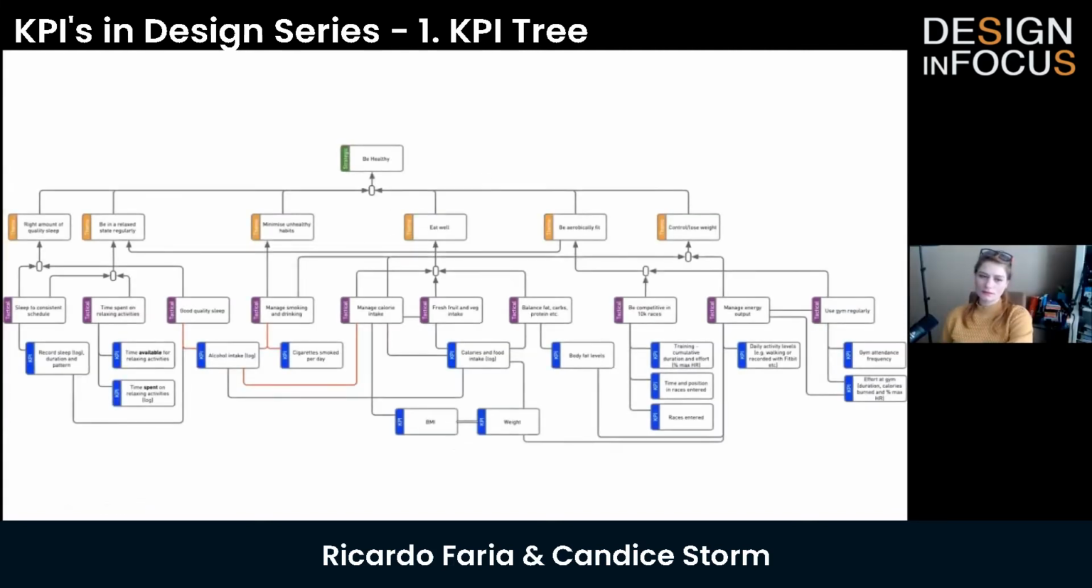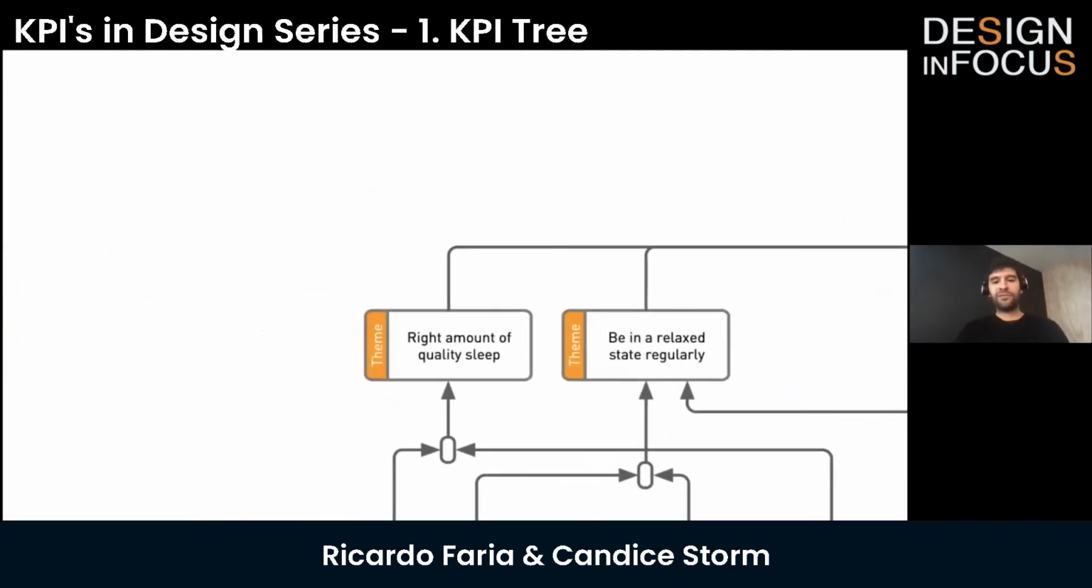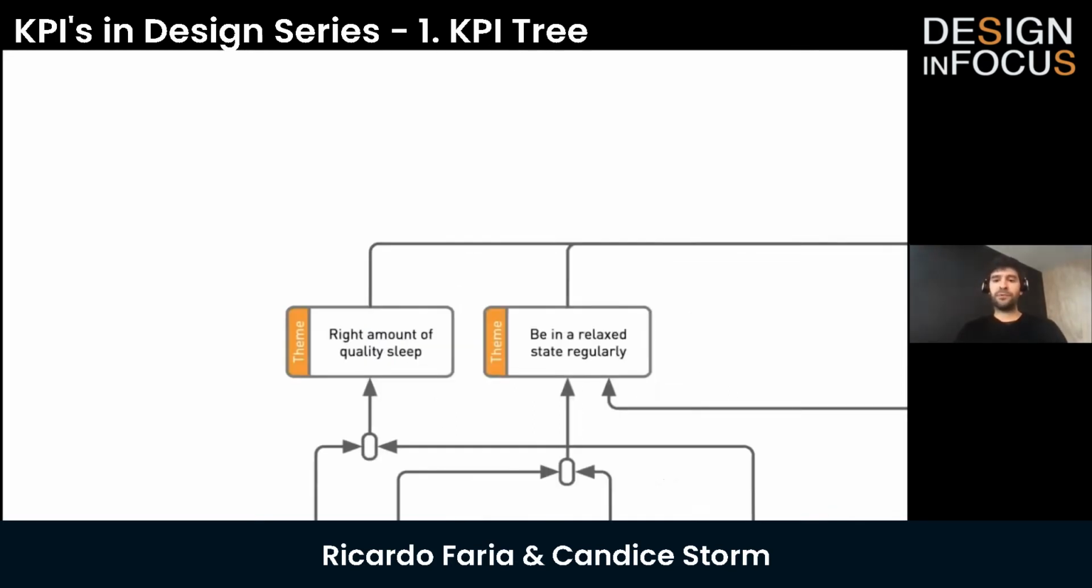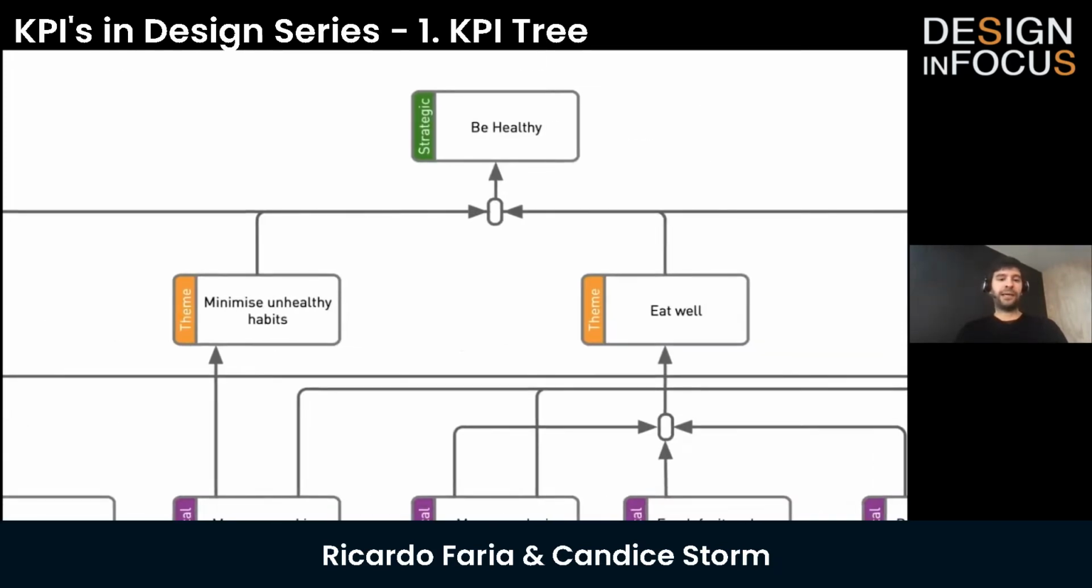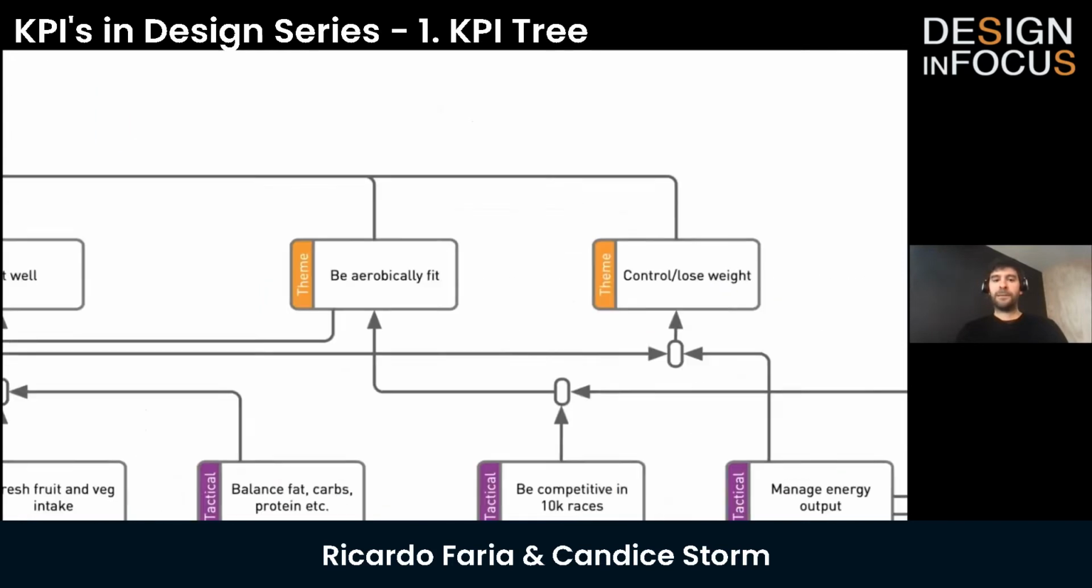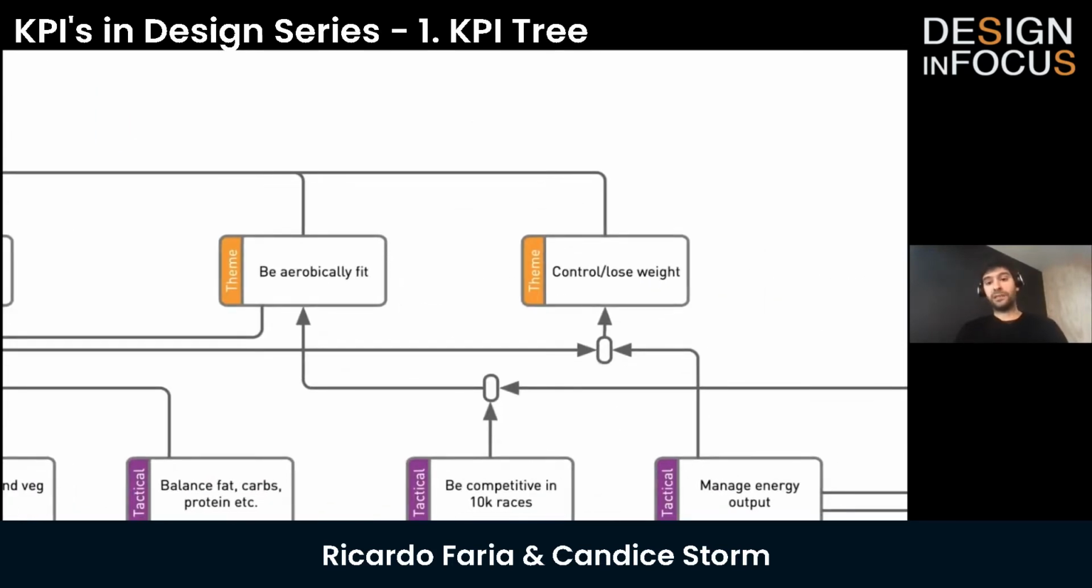This is generally a tree. This can be even more complex, but I will show all the connections. So from the first objective, I make chunk parts, which is the team, in sub-objectives. And to eat well, I need to have the right amount of quality sleep. I need to be in a relaxed state regularly, for example. I need to minimize unhealthy habits and eat well. That is, I need to be aerobically fit and control and lose weight. So that is the second level. Let's go to a level below.